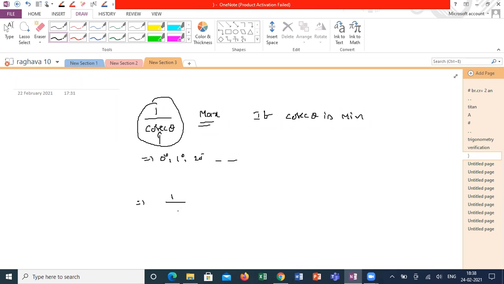So I can say 1 by cosecant 0 is how much? That is 1 by 0, that is infinity or undefined. Correct or not? At 0 degrees, you will get the 1 by cosecant is maximum. Clear?